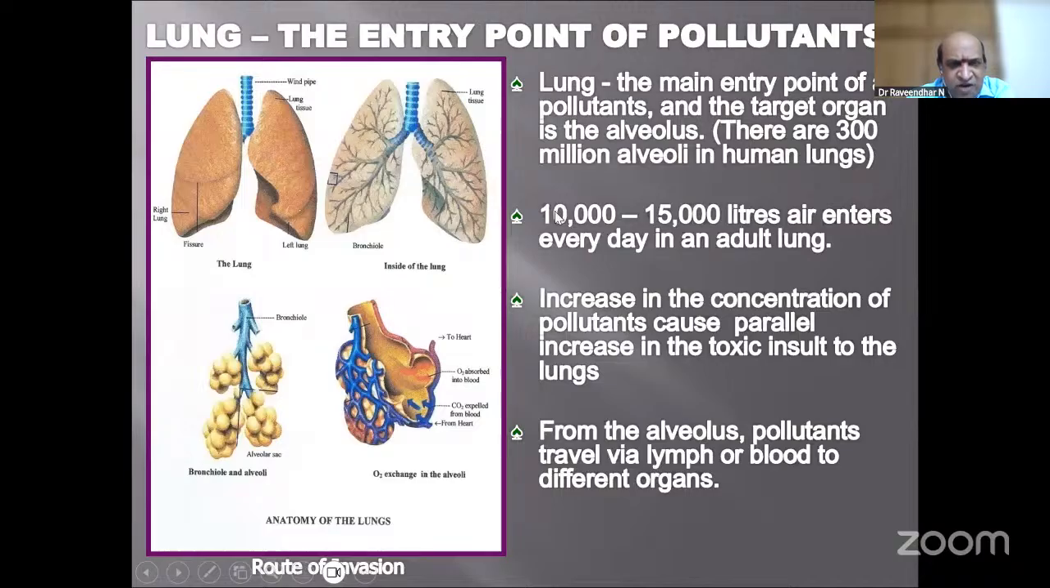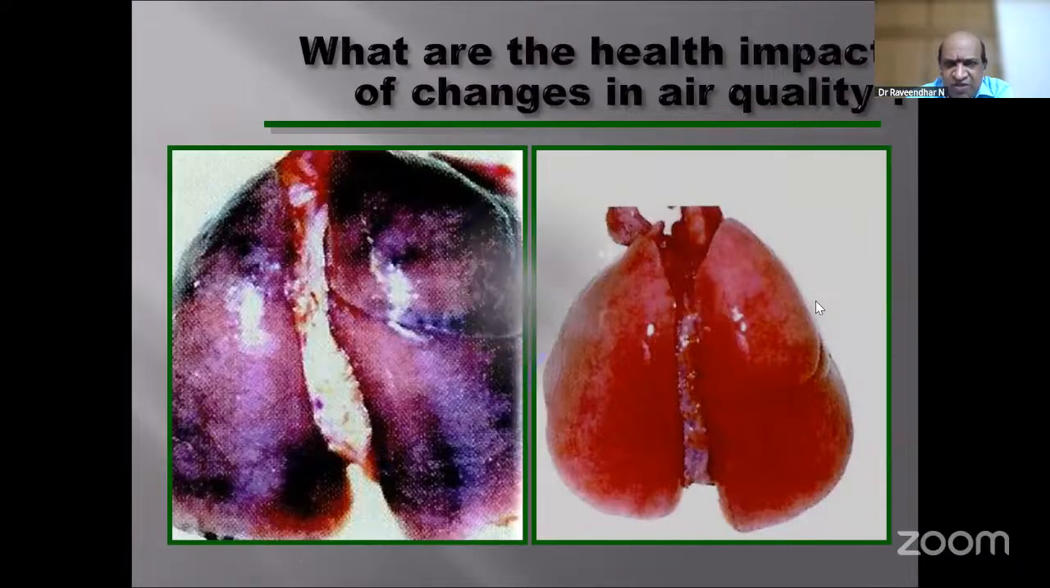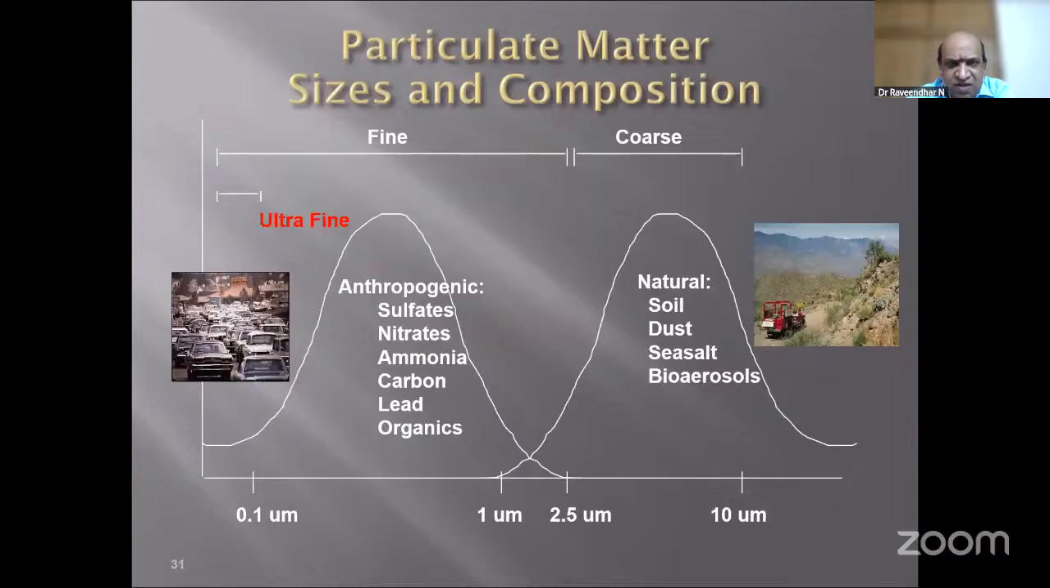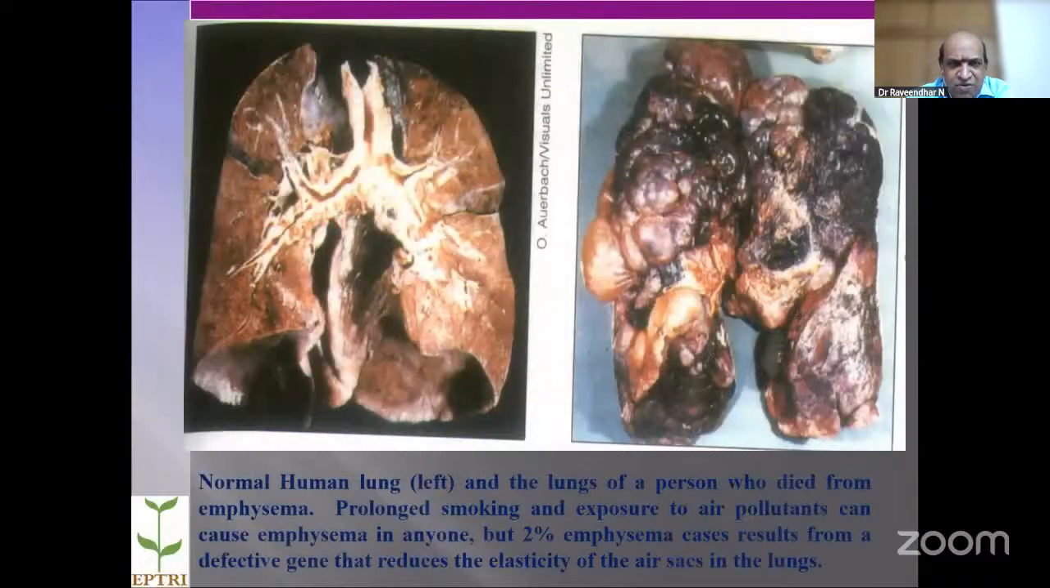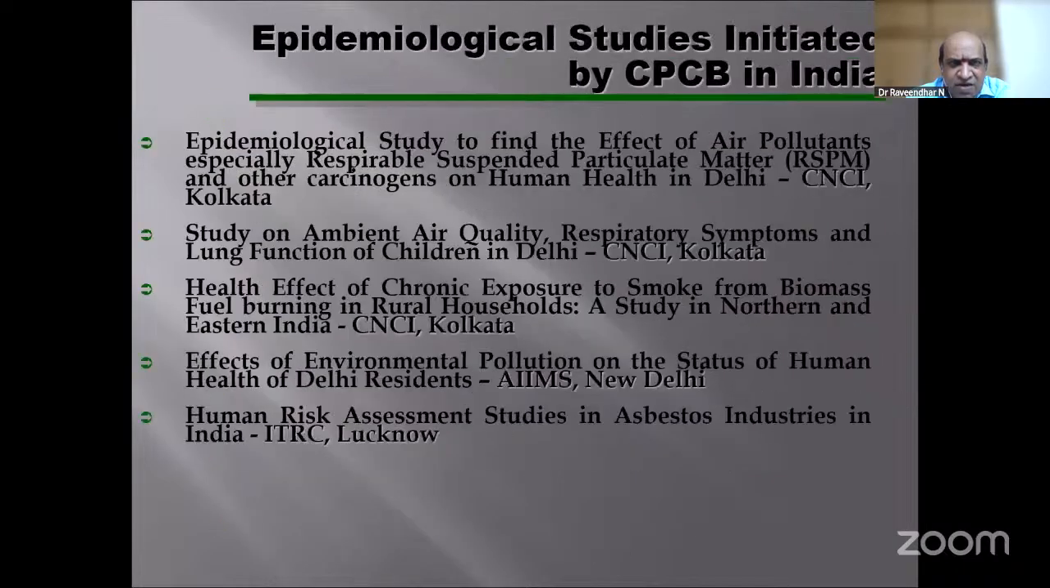Many of you may be environmental science students. So these are the things. 15,000 liters of air enter, and from there all pollutants also enter. So this is the damage to the lungs and other things. I will stop it here, I think.